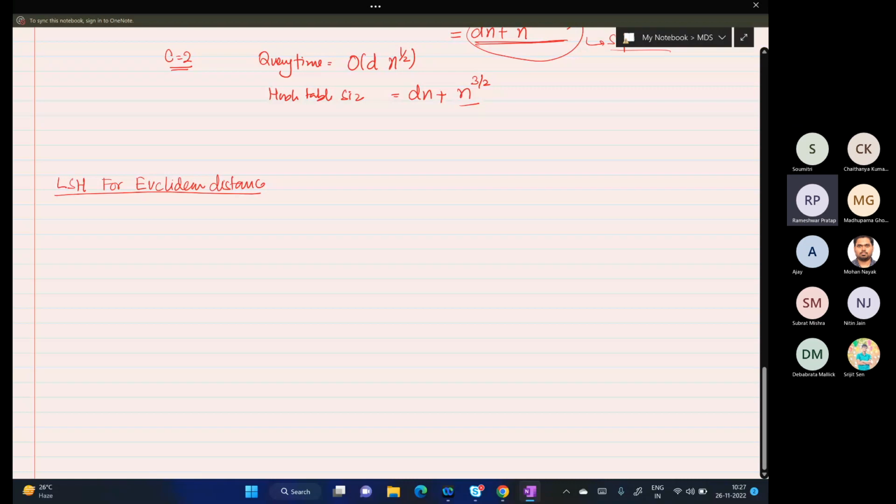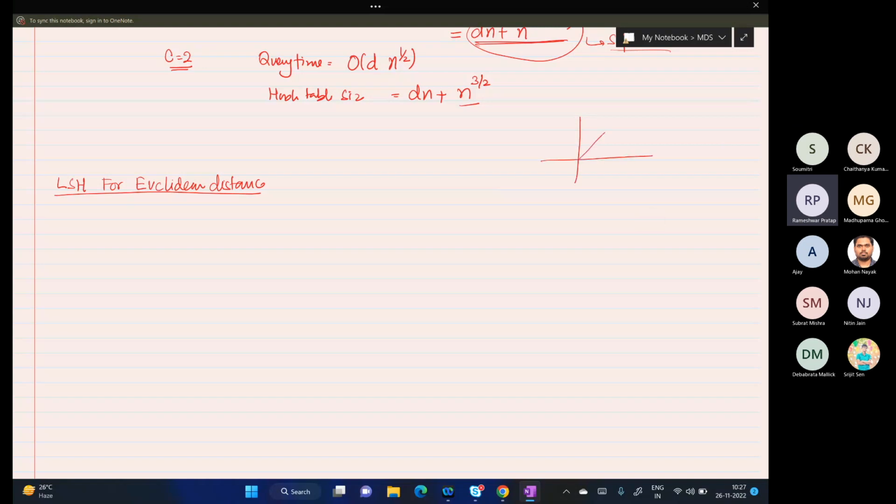So in case of SimHash, suppose we have two data points, say P and Q. It is possible to generate two points such that their angle theta is very small, but their Euclidean distance could be very large, right?